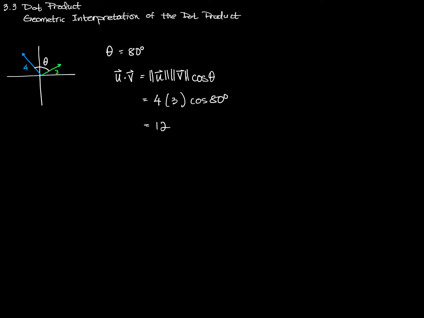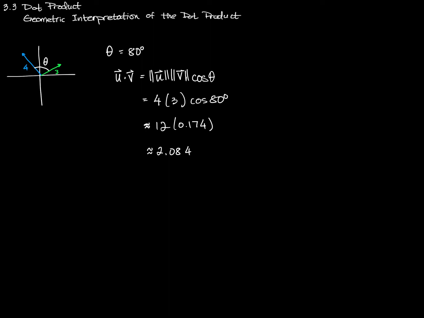The cosine of 80 is 0.174. Not exactly, of course. I've rounded that to 3 decimals. If I multiply that by 12, I get, should be approximate as well, actually, 2.084 if I round to 3 decimal places.